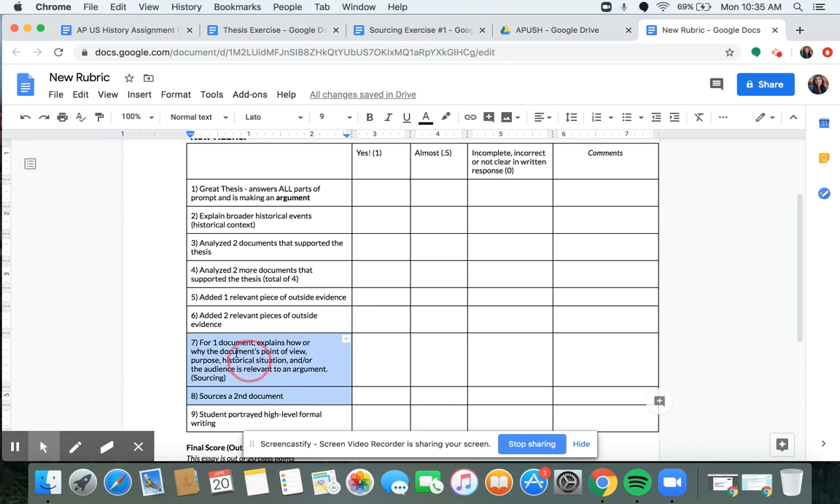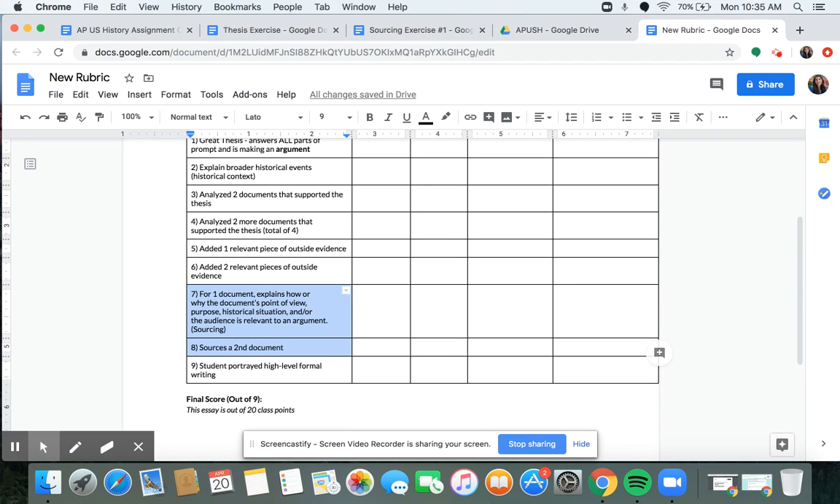Okay, 7 and 8 points are about something called sourcing, which I'm going to talk about in a different video, but you can kind of read for yourself what sourcing might be. If you source one document, if you source a second document, you get these 2 points. So I will go into it with more detail later, but please watch that video because it's super, super important. And the last point out of 9 is high-level formal writing.